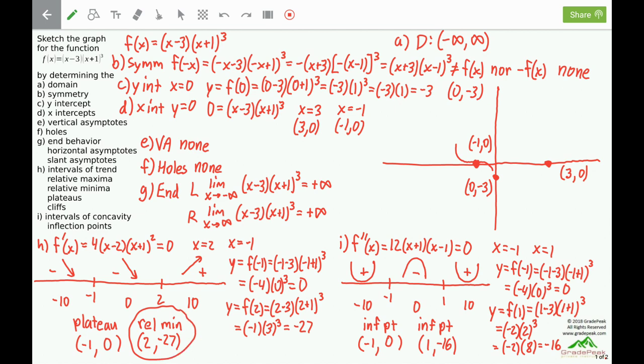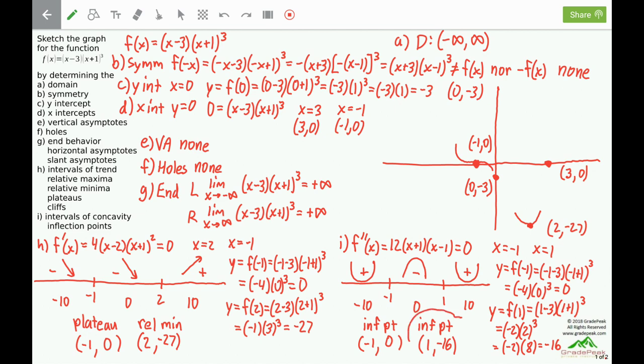Right at the point 2 comma negative 27, we should have a relative minimum. That'll be down here. We can label it. And it'll have the shape of being a relative minimum, something like that. We've already accounted for the plateau inflection point at negative 1, 0.